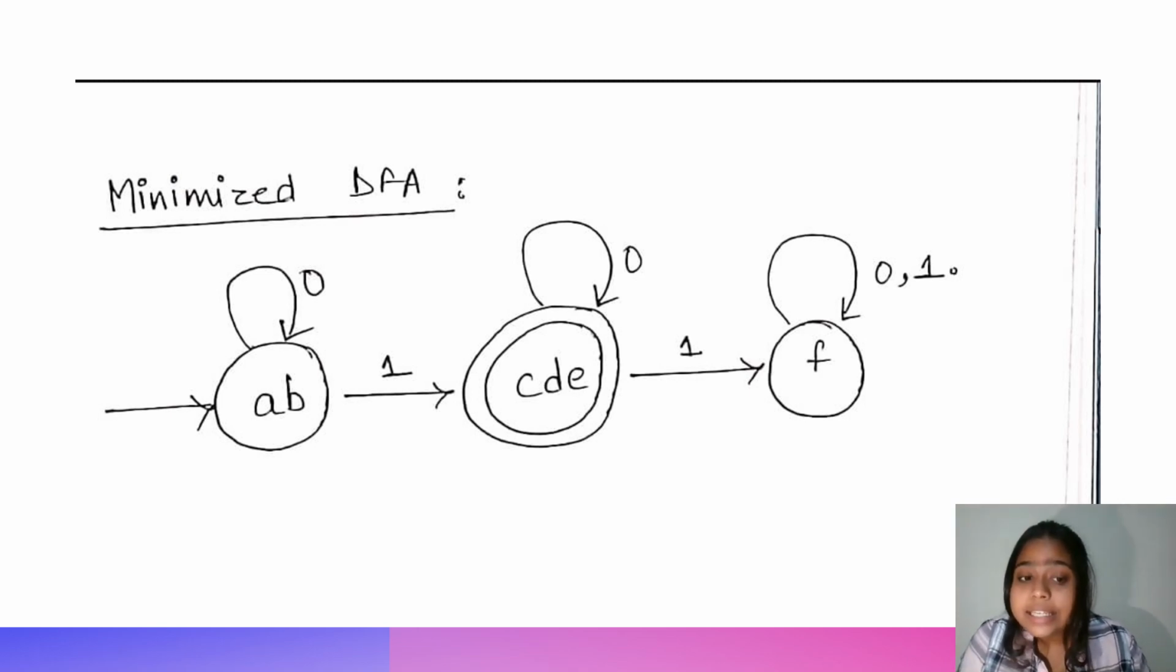Since CDE were the final states in the given DFA, here also CDE will be the final state in the minimized DFA. Now we will look at the previously given DFA. Here we will also give the inputs 0 and 1. Like on AB, the 0 is the self loop of the state. On giving 0, it will come to itself again. On giving 1 as the input, it's going to CDE. Same for CDE. On giving the input of 0, it's a self loop. On giving the input of 1, it's going to F. And on F, on giving the input of 0 and 1, it's a self loop.